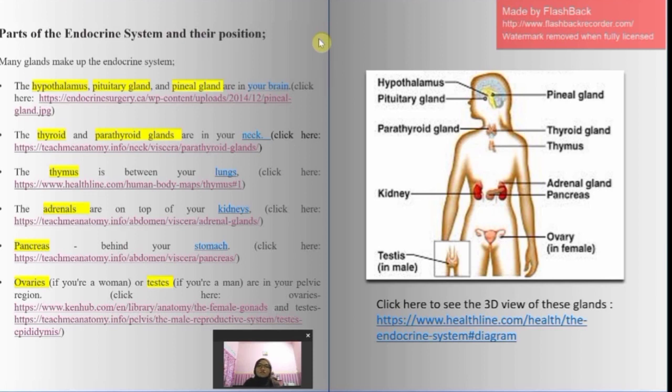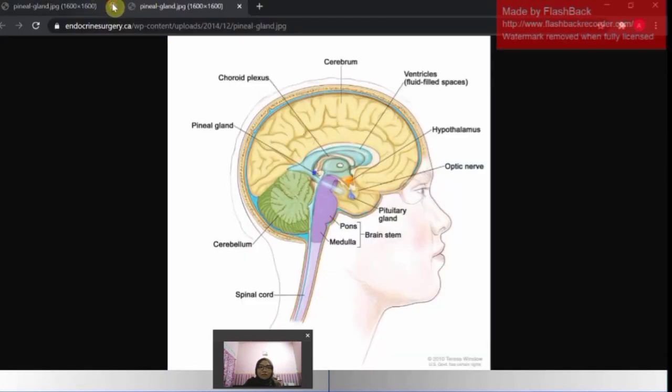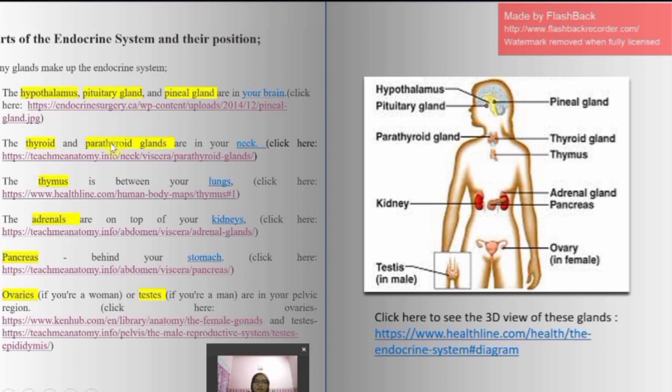Right now we move on to the parts of the endocrine system and their position. So there are many glands that make up the endocrine system. We have the hypothalamus, pituitary gland and pineal gland in our brain. So click this link to see the close-up image. The thyroid and parathyroid glands are in our neck here.